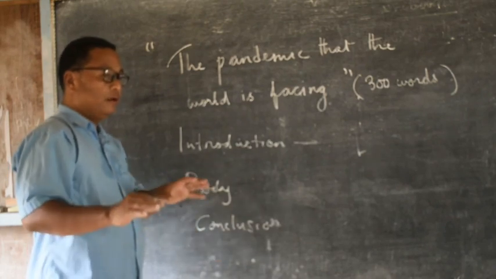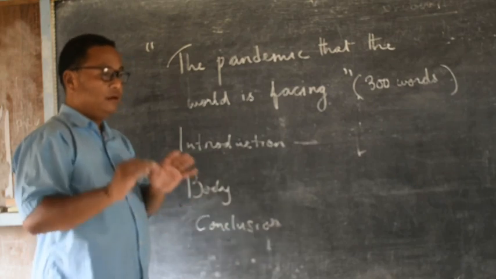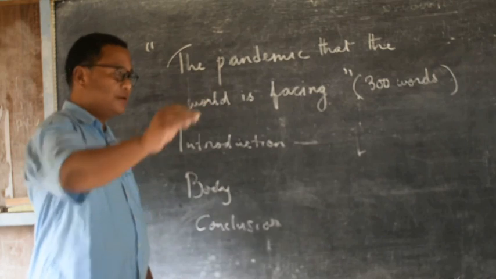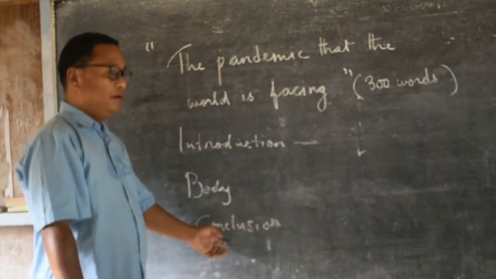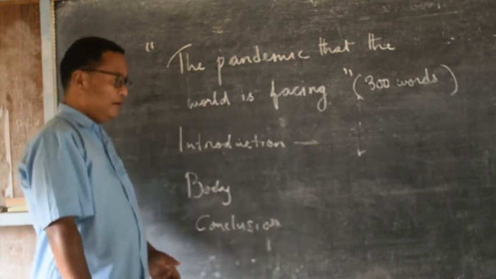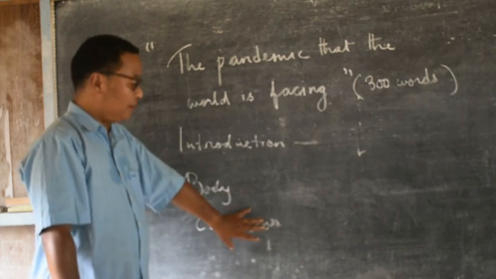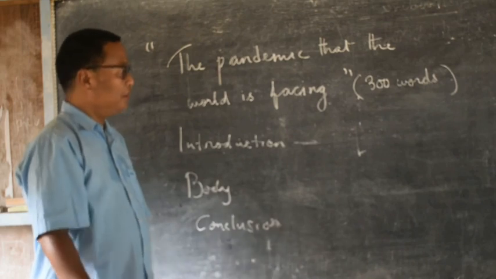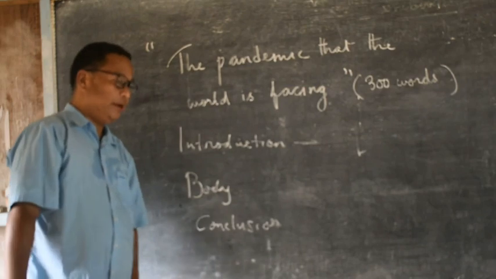And in the conclusion, you can conclude by sharing your ideas about the pandemic, your suggestions about how we can control the pandemic and how the world can control the pandemic, and whether there is hope on the horizon about the vaccine that will get rid of the pandemic. In the conclusion, you can finish the essay with your ideas and suggestions about the way that the world can get rid of the pandemic.